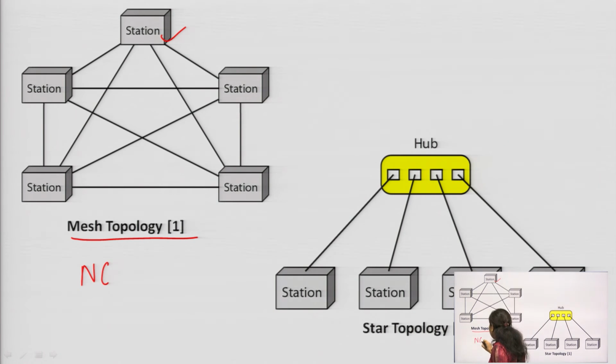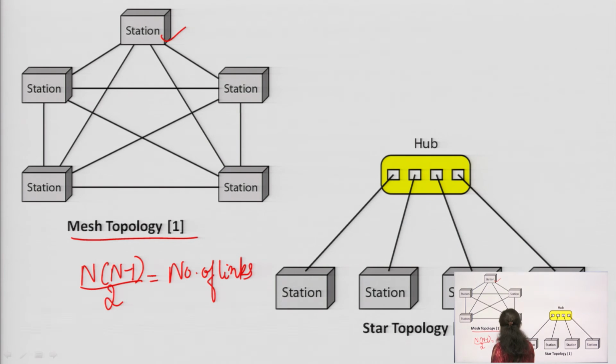That formula is n into n minus 1 divided by 2, which is the number of links set up in a mesh. What is n? n is the number of nodes connected in a particular network. Like here 5 nodes are there, then you can calculate the number of links. This is the mesh topology.